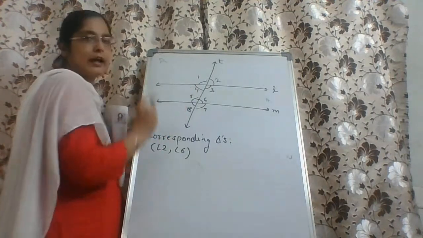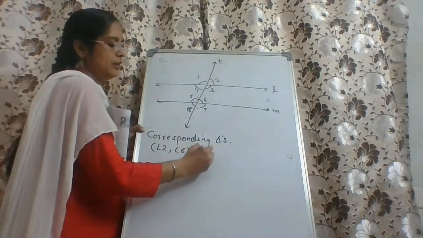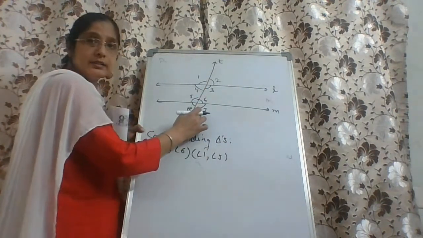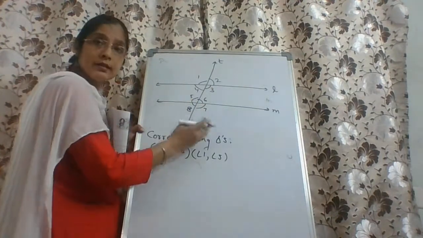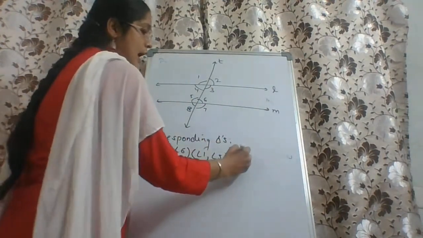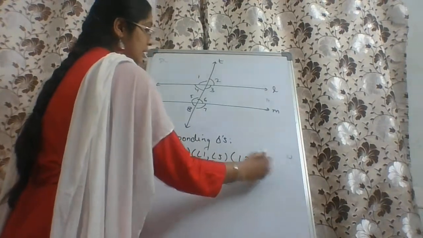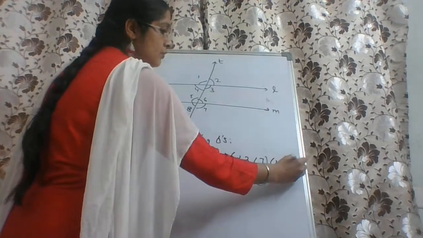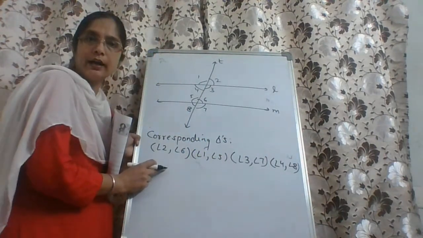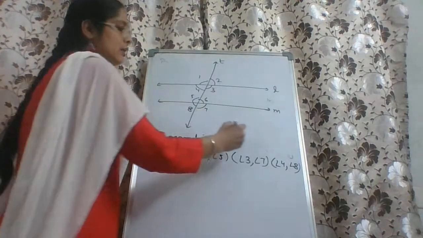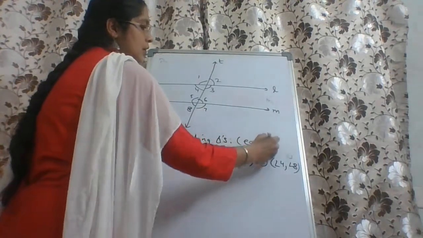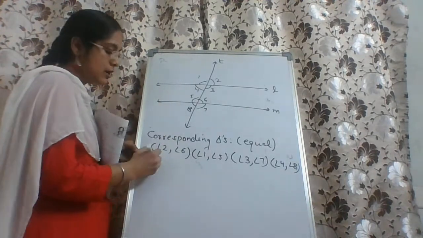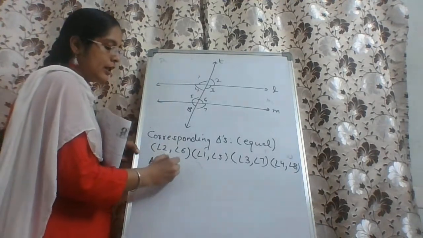Here angle 1 and angle 5. Similarly here angle 3 and angle 7. They are below the parallel lines and on the same side of the transversal. Angle 4 and angle 8. So what is the condition for corresponding angles? Corresponding angles are always equal. I will write it in the bracket so that you remember.